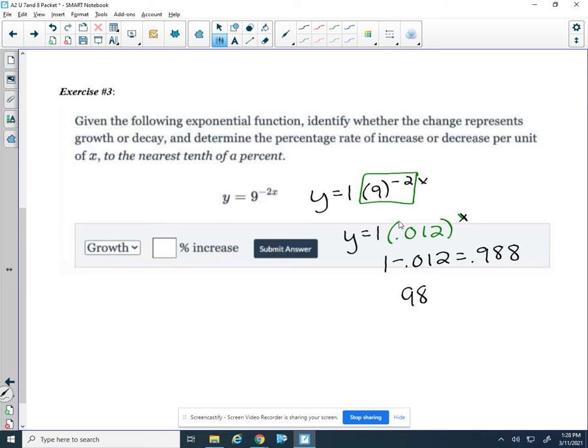So that's 98.8%. And this is decay, right? Because that number is less than 1. So I would change this. This is a drop-down menu, and you would just pick decay. And then here you would do 98.8. And as soon as you switch this to decay, this will change to decrease automatically in the program. So that's not something you would have to change.